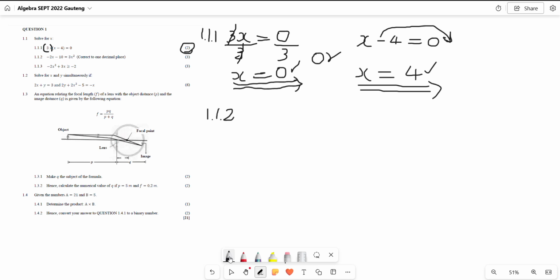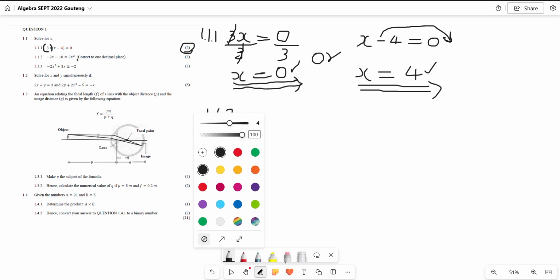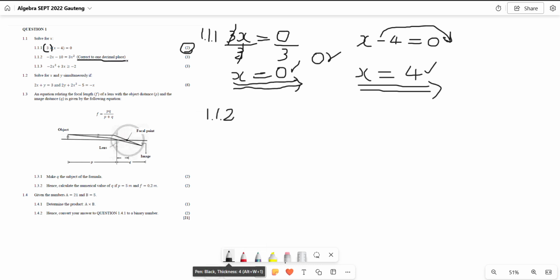Then we have a note here. We have a note to say correct to 1 decimal place. Remember, in a solve for x question, if you have this note, the note says that whatever equation we have here cannot be solved using factorization. The only way to solve for the 2 distinct values of x is to apply the quadratic formula.